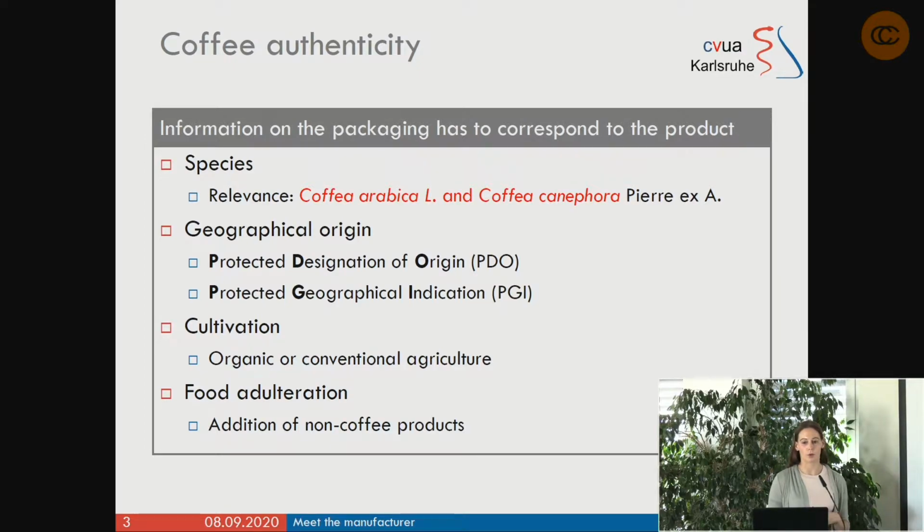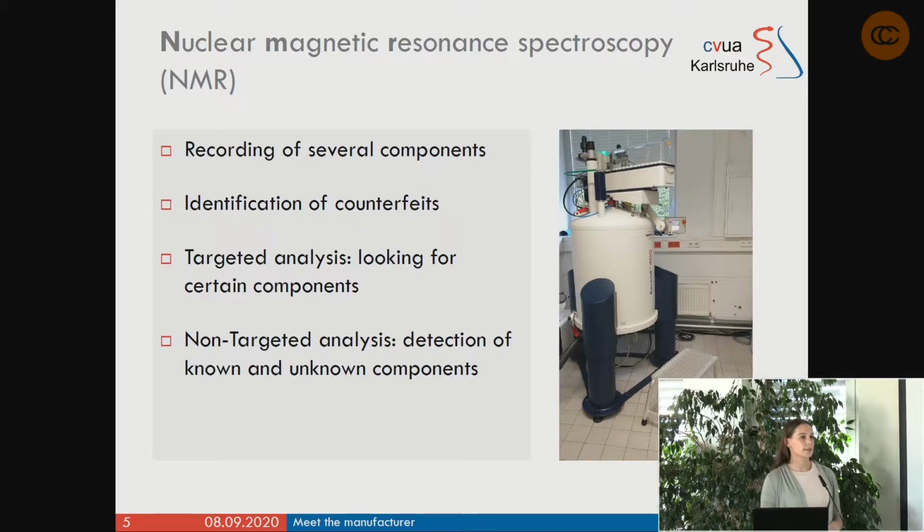For example, the species of the coffee should be known. Important here is the distinction between Coffea arabica and Coffea canephora. Also, the geographical origin is important, especially if it's a region with a label such as protected designation of origin or protected geographical indication. These higher economical values are justified by unique quality characteristics. The cultivation method should distinguish between organic and conventional agriculture, and it is also important that the coffee is free from adulteration, such as blending with non-coffee products.